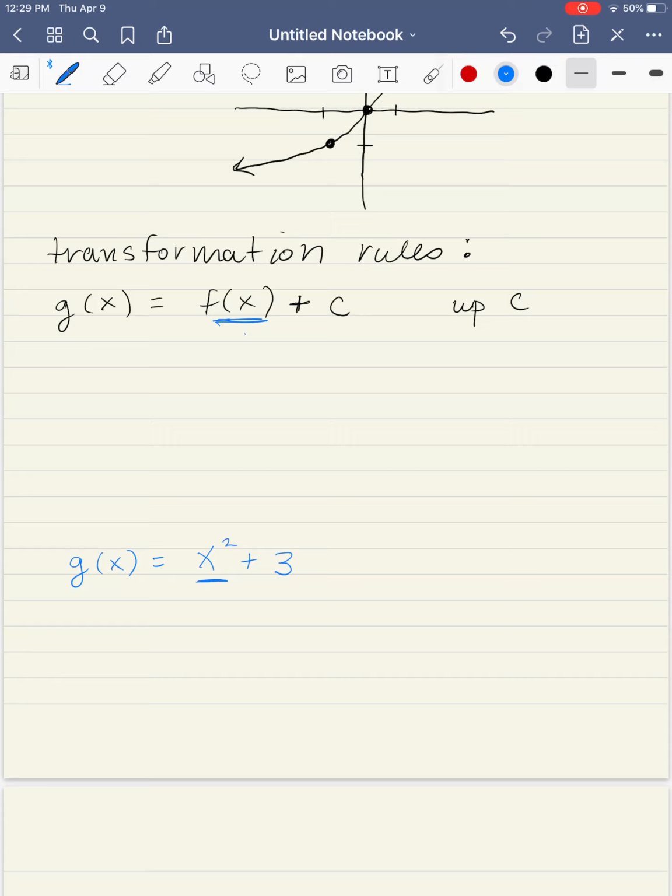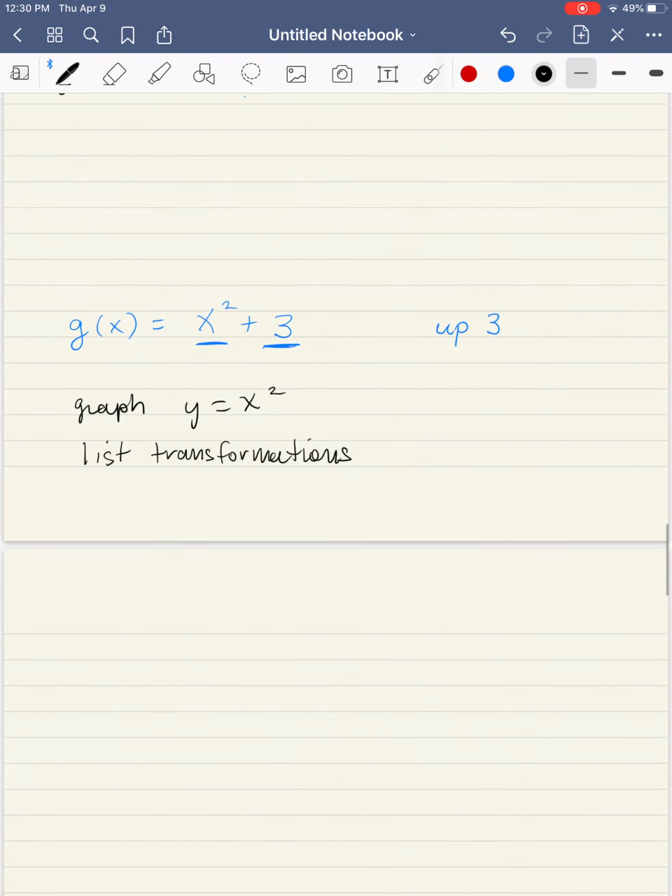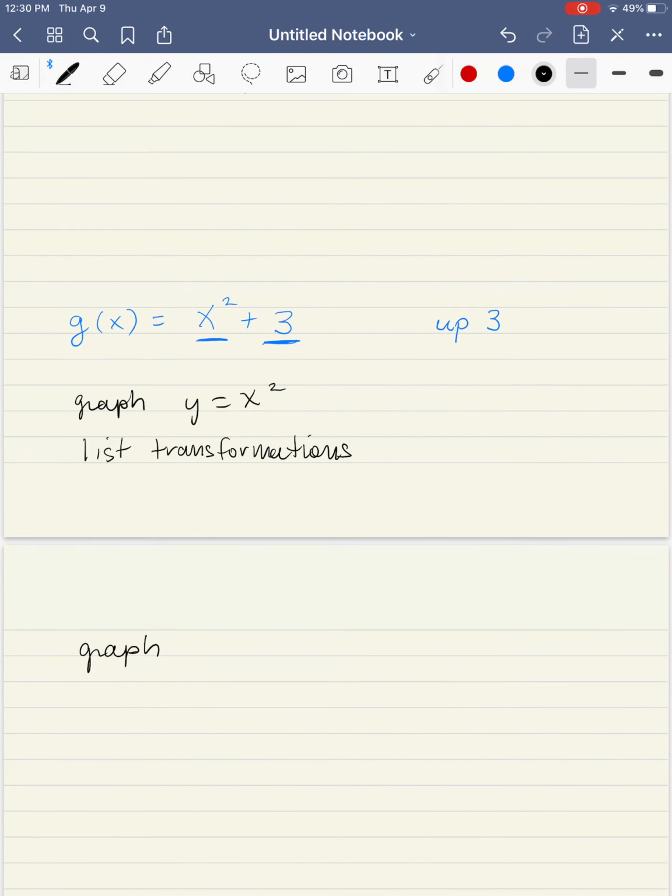My basic function is x squared. And then I'm adding 3 units. So that tells me that my entire function moves up 3 units. So my process here is to graph my basic function, list my transformations, and then graph the original given function, in this case g of x.